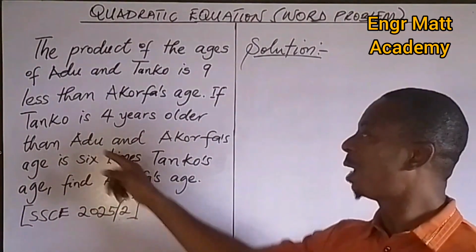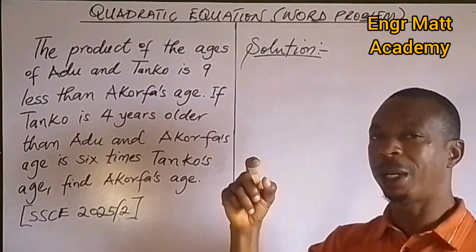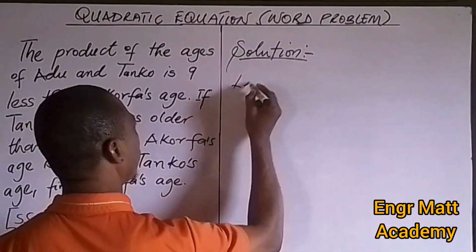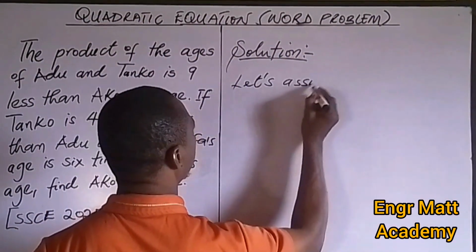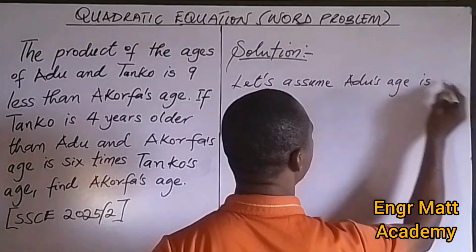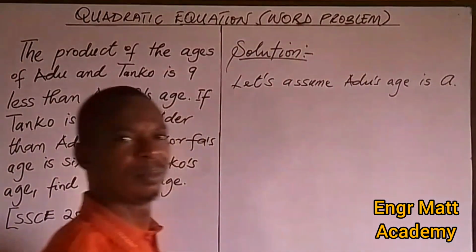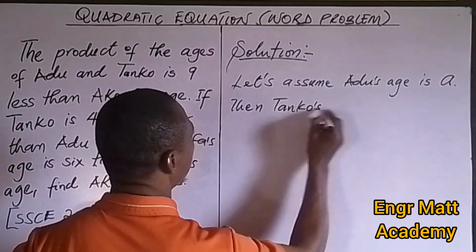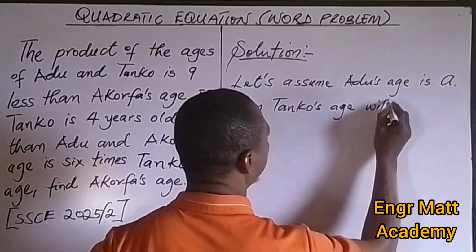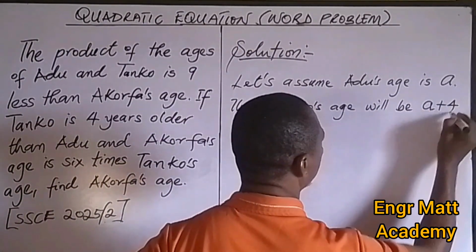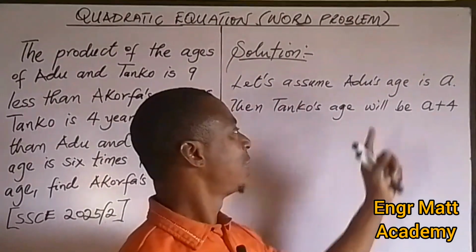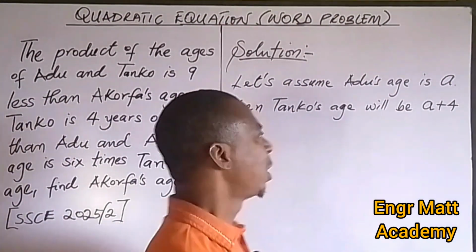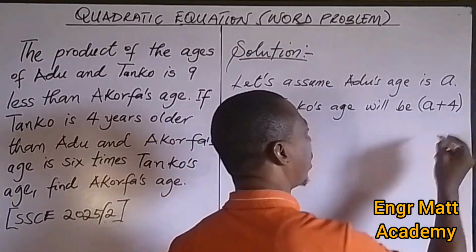So let's represent Adu's age with an unknown number, with an alphabet. So let's do that. Let's assume Adu's age is A. We do the same for Tanko. Then Tanko's age will be A plus 4, because Tanko is 4 years older than Adu. Let's put this in a bracket.